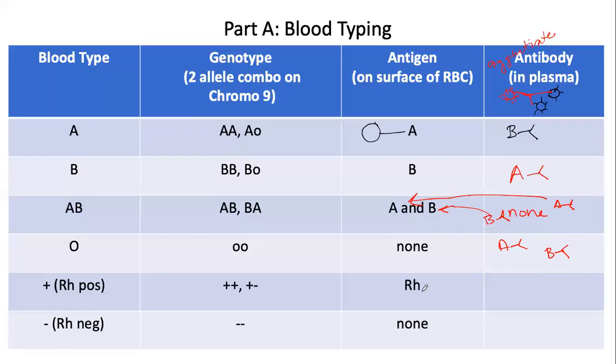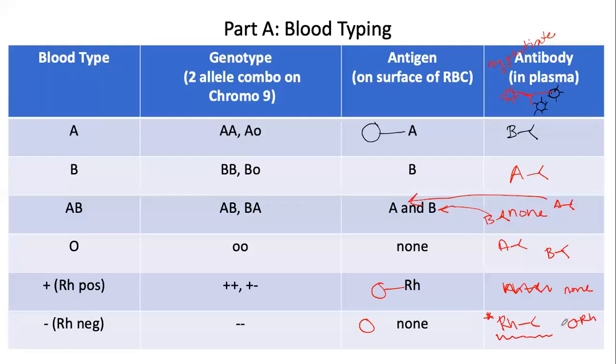What about Rh? If I have Rh on the surface of my red blood cell, am I going to make an Rh antibody? Why not? Because I would attack myself, right? So we don't make any. What if I am Rh negative? I don't have anything on the surface of my red blood cell, and so I'm going to make the Rh antibody, okay? There's a trick to this one though. You don't make this one until you're exposed to Rh positive blood, okay?